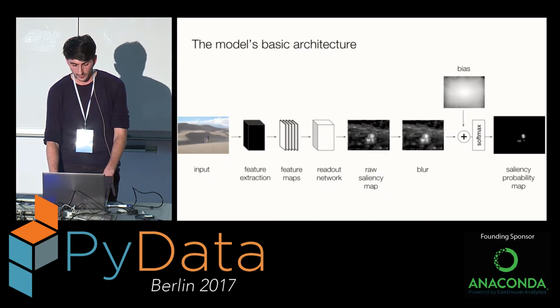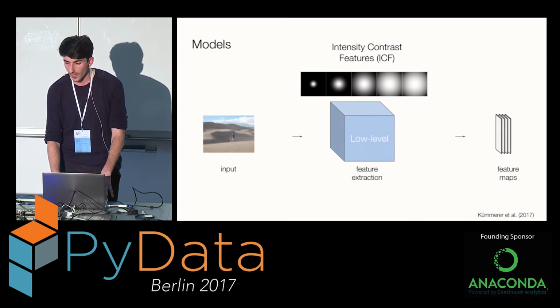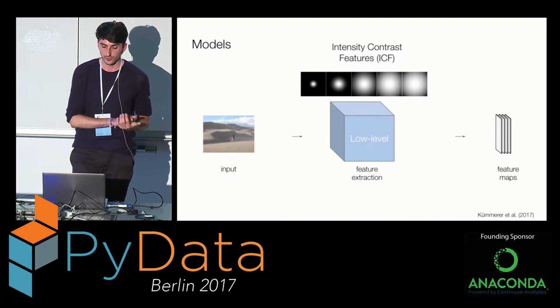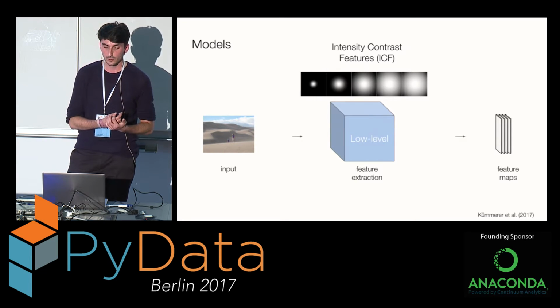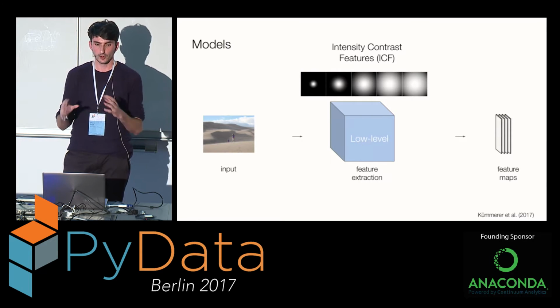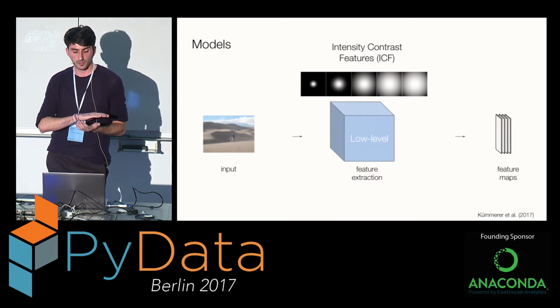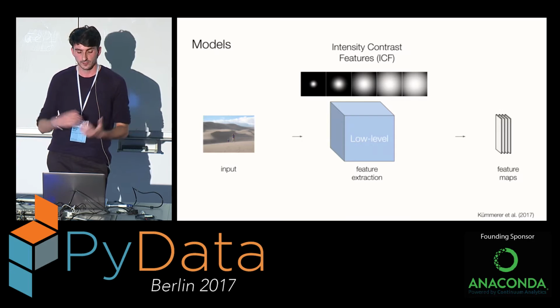Now next we need some models with which we can extract features. First of all, I'm again showing the intensity contrast feature model. What we are doing here basically is just blurring the image with different blur kernels. So it's Gaussians of different sizes, and we just apply them in a convolutional way and blur the image with different sizes.